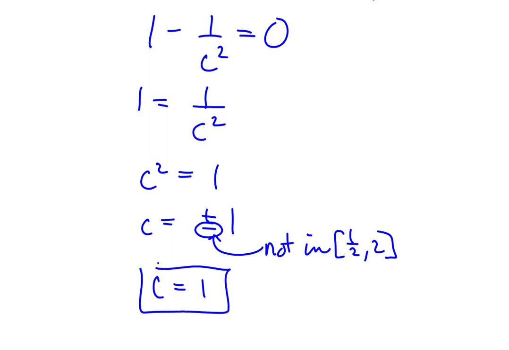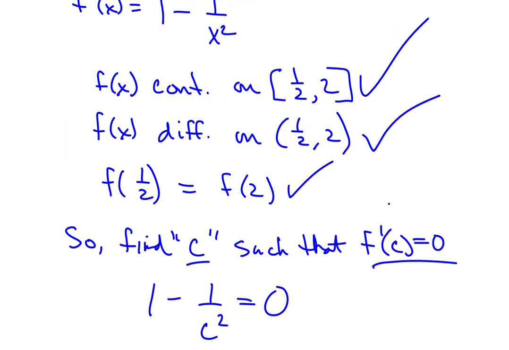So the theorem guaranteed we could find some such c value, and we've found it given the setup and the conditions that were met.